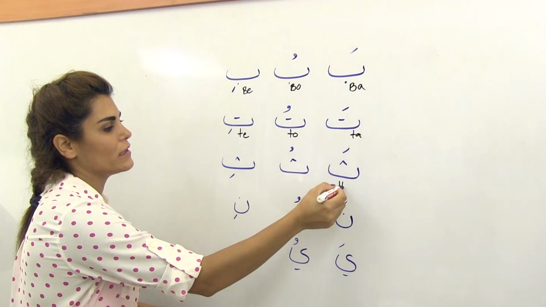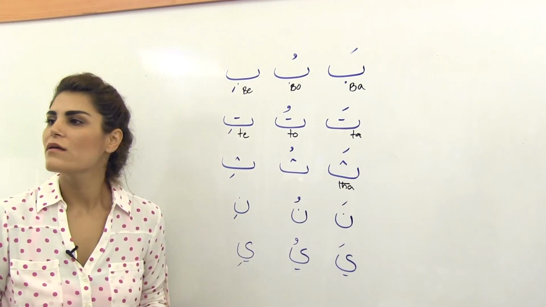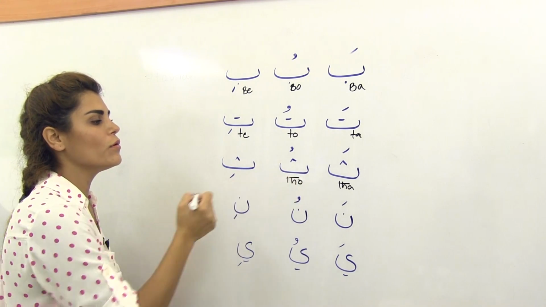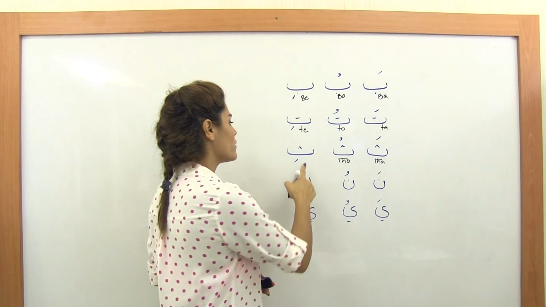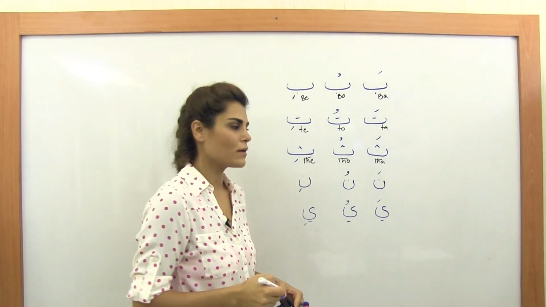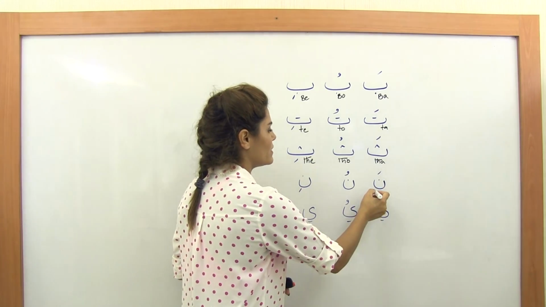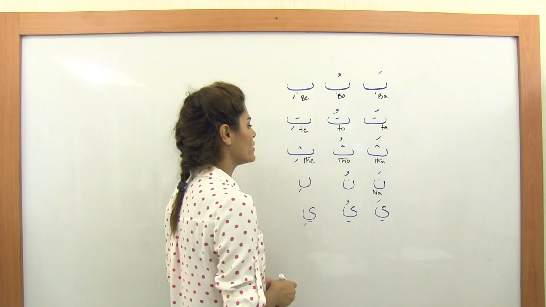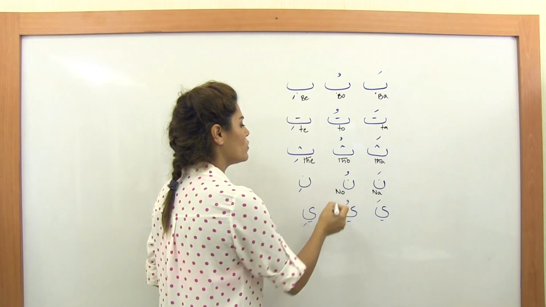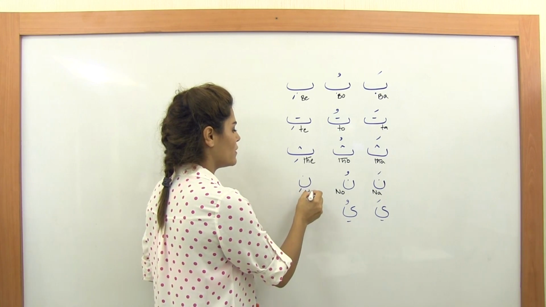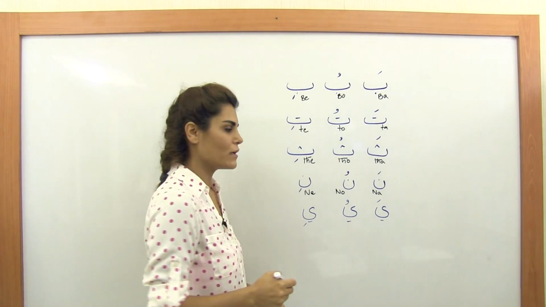Tha with fatha is tha. Tha with damme is thu. Tha with kasra is thi. Noon with fatha is na. Noon with damme is nu. Noon with kasra is ni.